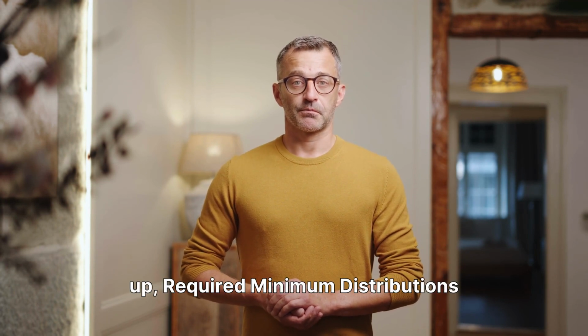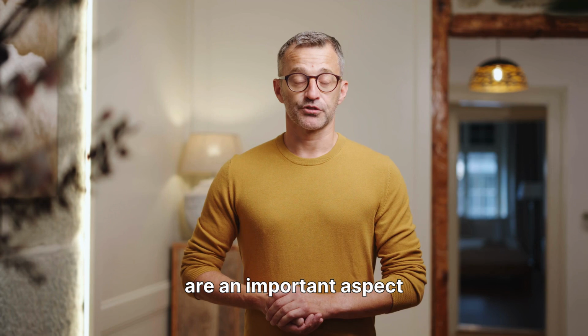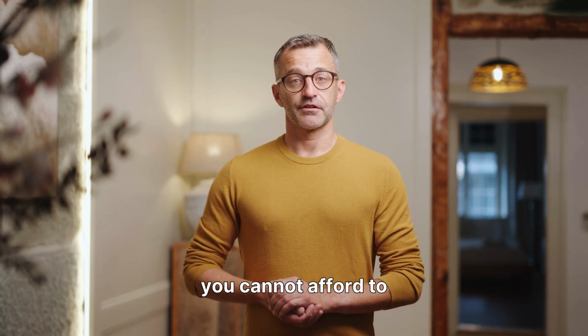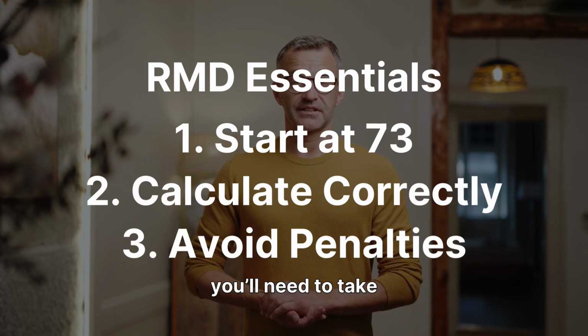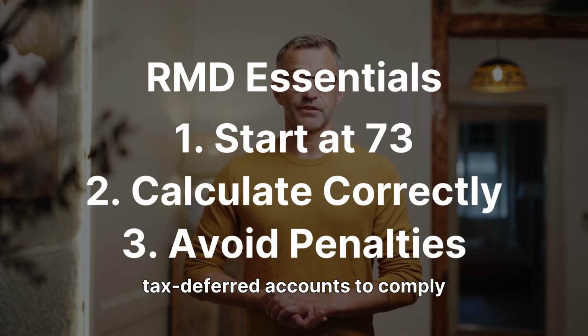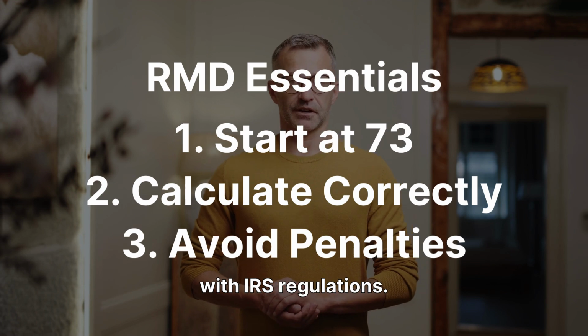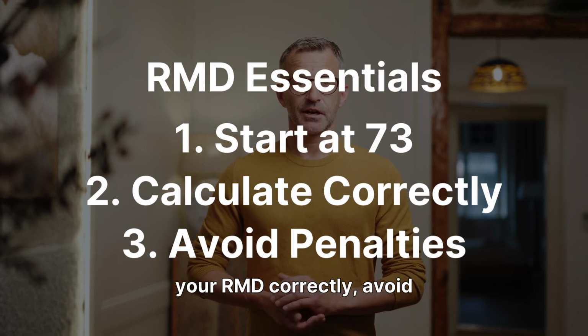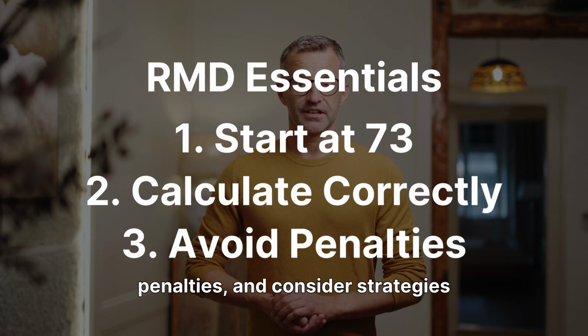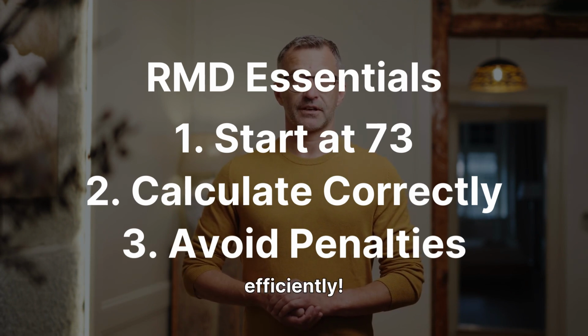To sum it all up, required minimum distributions are an important aspect of retirement planning that you cannot afford to overlook. Starting at age 73, you'll need to take these distributions from your tax-deferred accounts to comply with IRS regulations. Make sure you calculate your RMD correctly, avoid penalties, and consider strategies to manage your withdrawals efficiently.